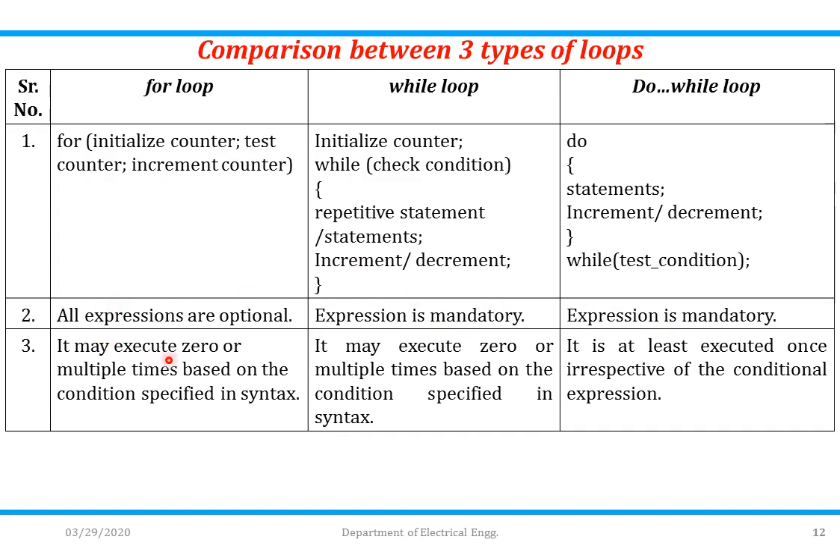Third is that it may execute 0 or multiple times based on the condition specified in the syntax. It may execute 0 or multiple times in the case of the while loop also. But the basic difference between the for and while loops and the do while loop is that these two are entry controlled, and this is exit controlled. So the basic difference is that it is executed at least once irrespective of the conditional expression.